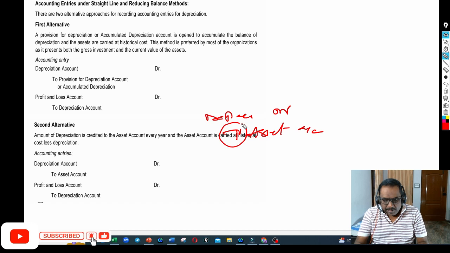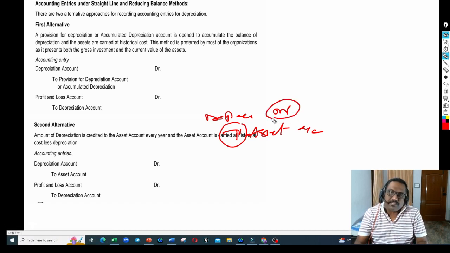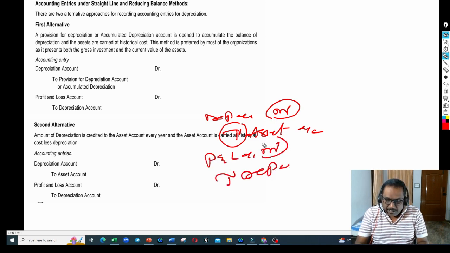As usual, the other entry: the depreciation account is a loss, so it has to be transferred to the profit and loss account by the end of the year. So we do P&L account debit to depreciation account. Why is the P&L account debited? Because it is a loss. All expenses and losses are to be debited in the P&L account, so it is debited. Depreciation is already debited, we are transferring, so we are crediting it.